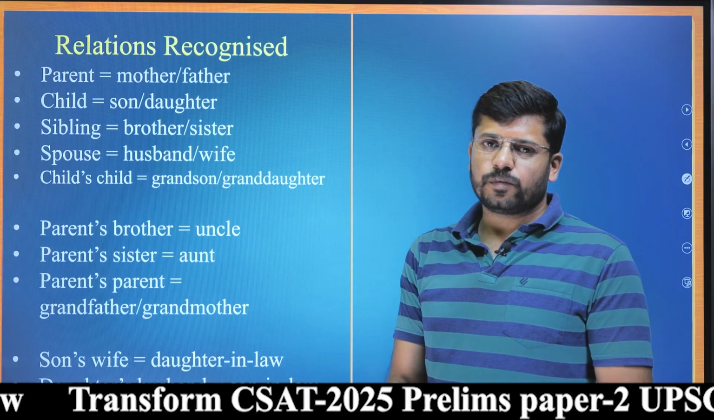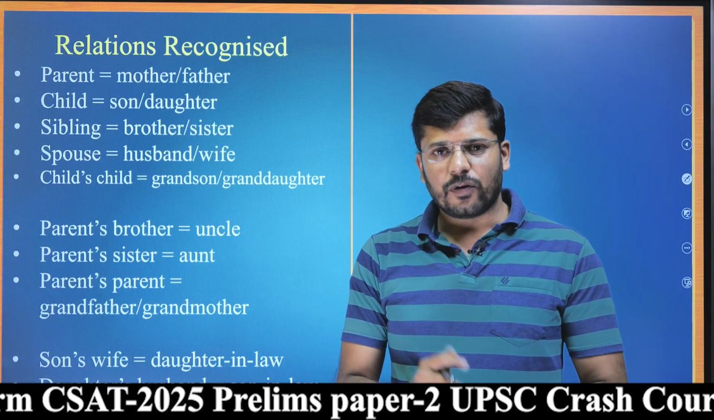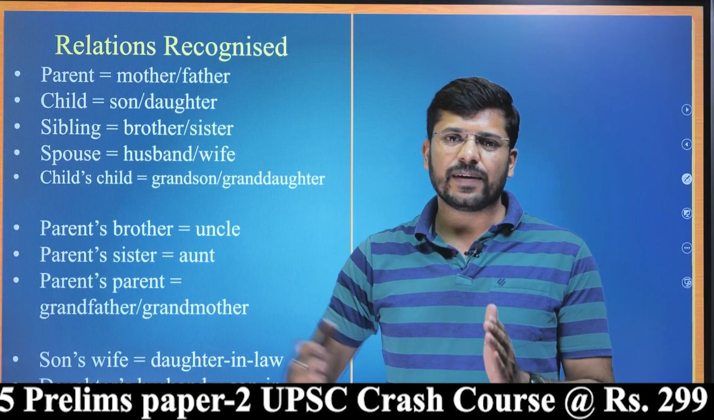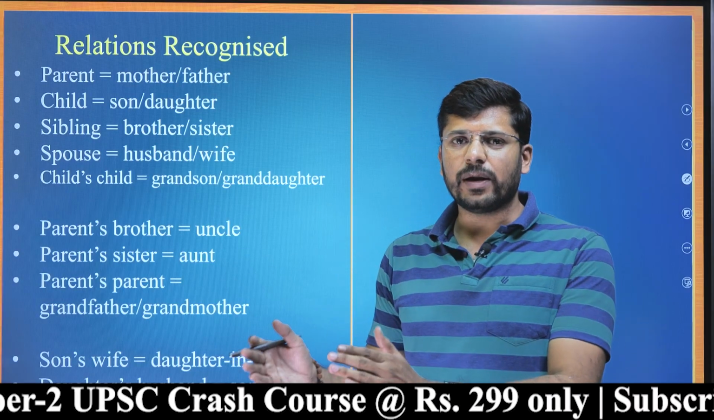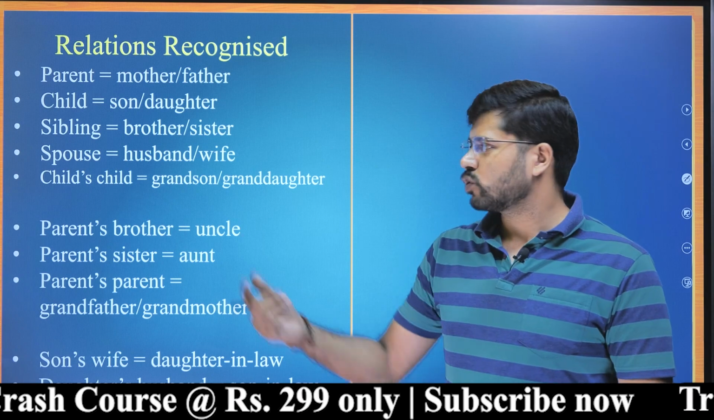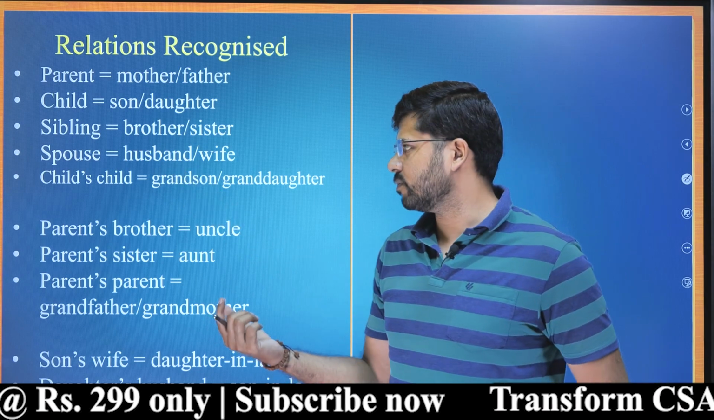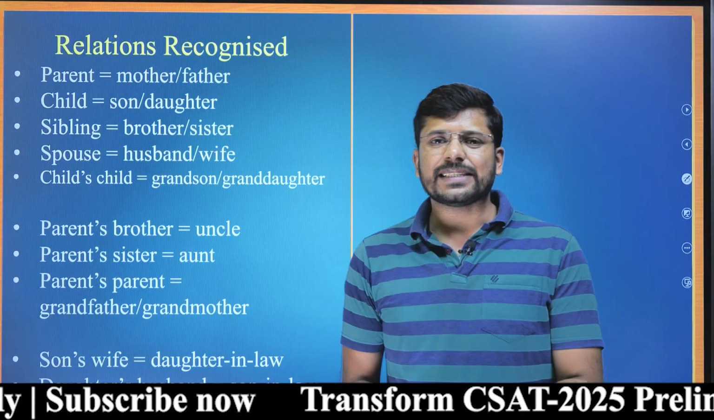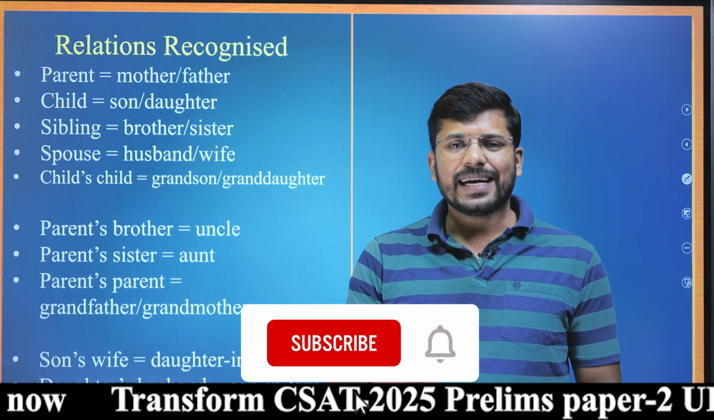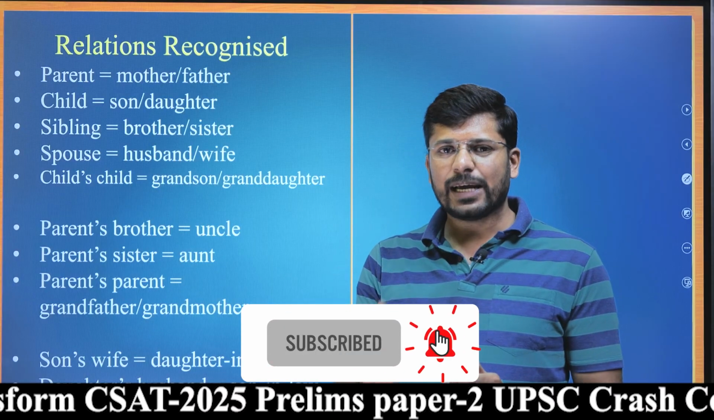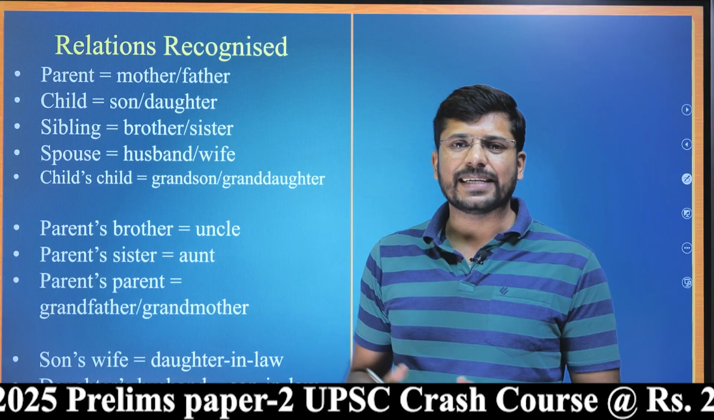Then spouse. Who is a spouse? For a husband, his wife is his spouse. For a woman, her husband is her spouse. So spouse means either husband or wife. Then what do we call a child's child? A child's child is a grandchild. So it can be either granddaughter or grandson.